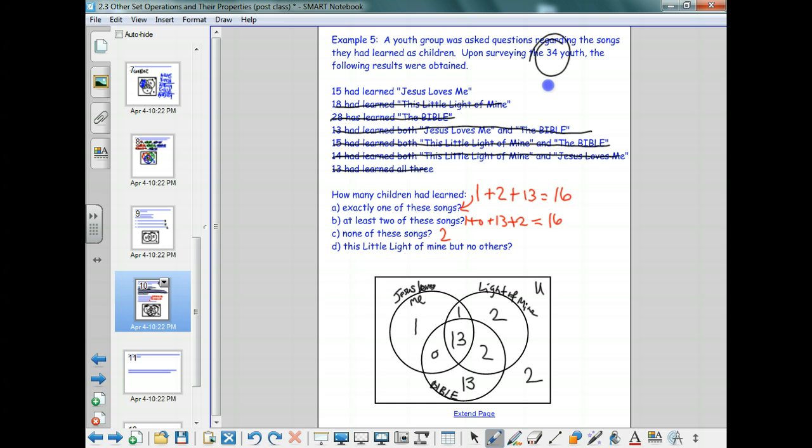All right, part D. This Little Light of Mine, but no others. 2. That's 2. That's just the outer part of the This Little Light of Mine circle, right?